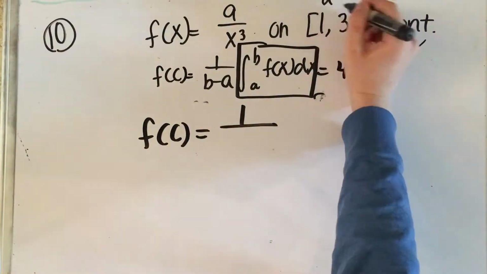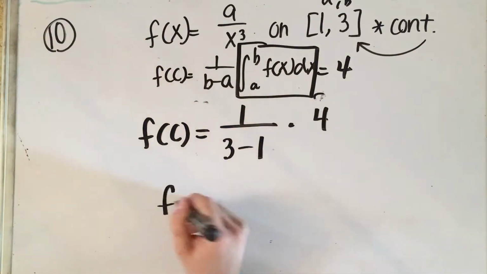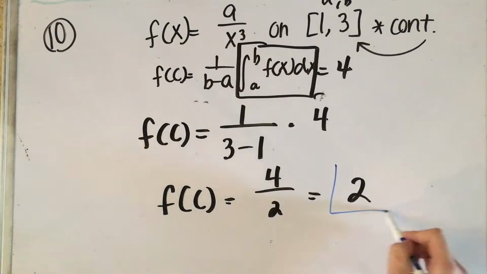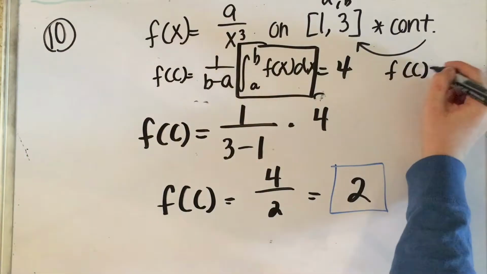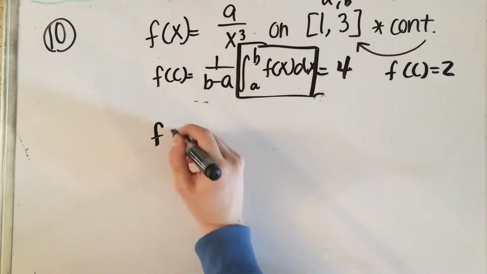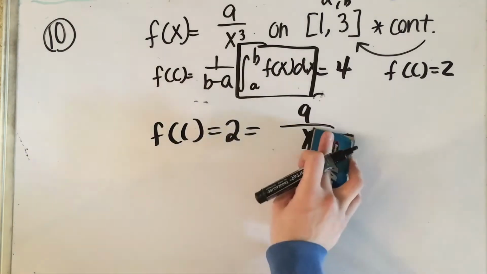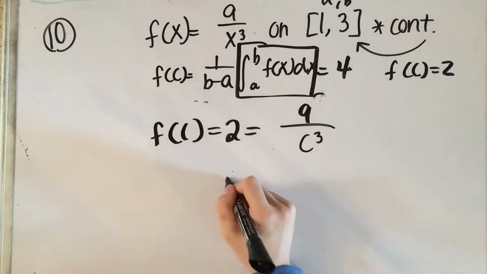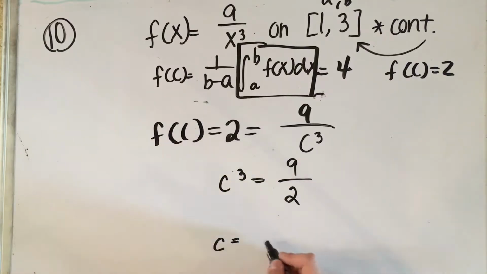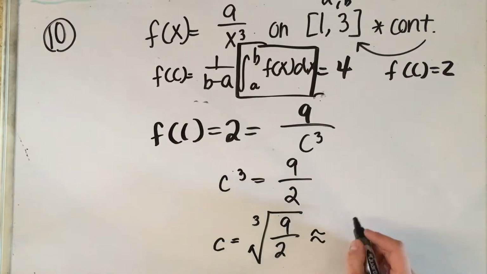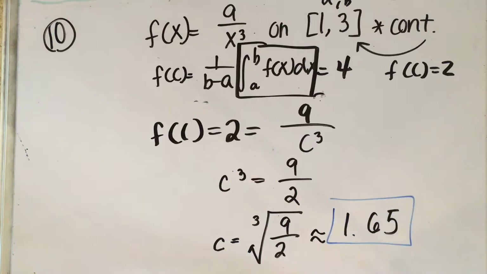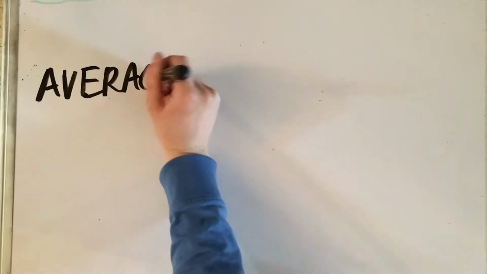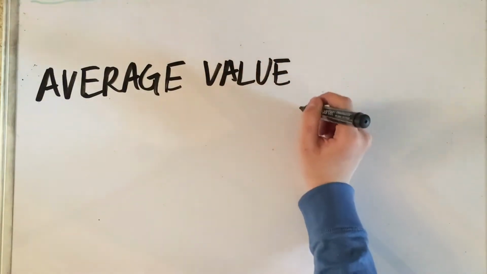And using the mean value theorem, we can say that f of c equals 1 over 3 minus 1 times 4. We find that our f of c equals 2. Now that we know our f of c, we can set that equal to our function, replacing x with c, solving for c. We find it to be approximately 1.65. Now we are going to look at the average value of a function on an interval.